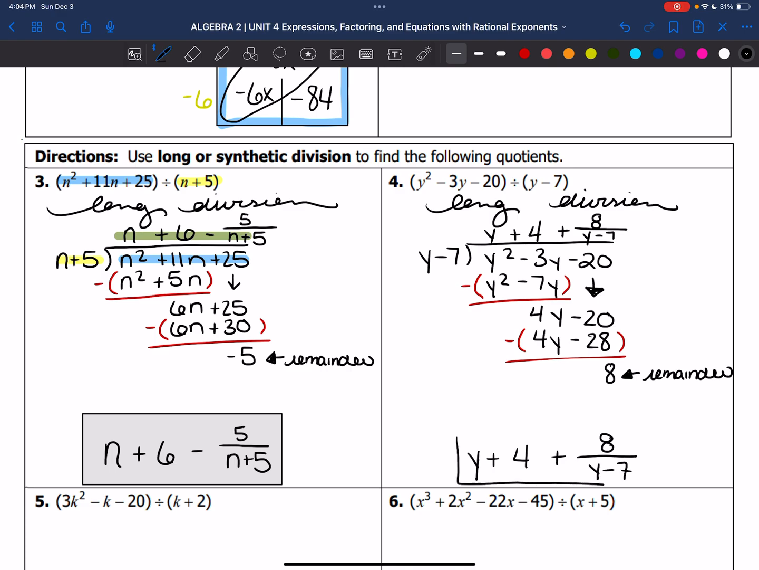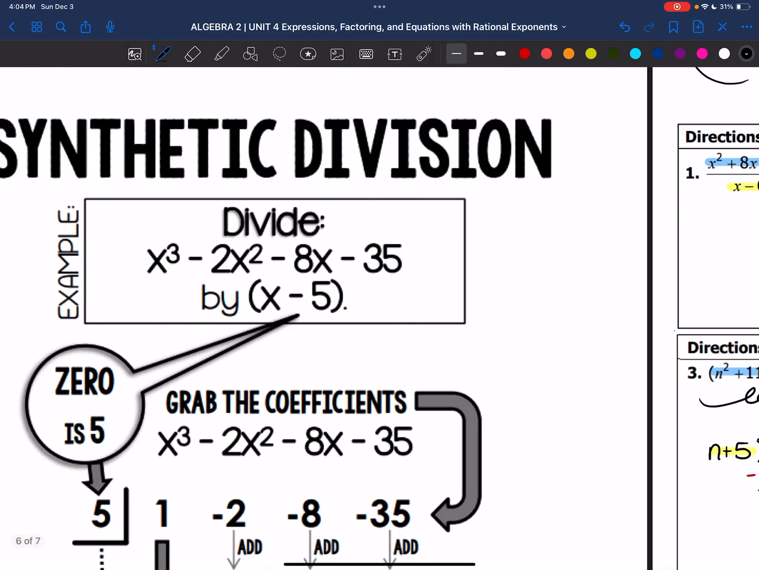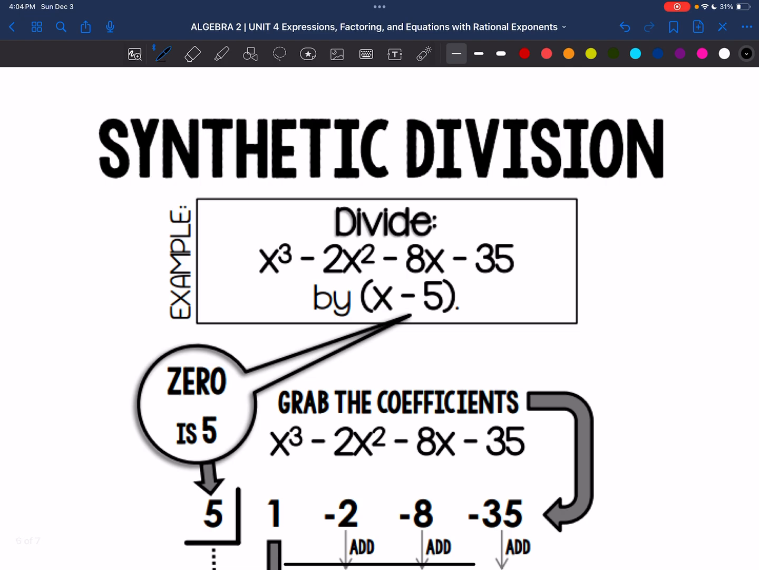And there you have it, ladies and gentlemen. That is polynomial long division. The next two examples, we're going to use synthetic division, so stay tuned for that.